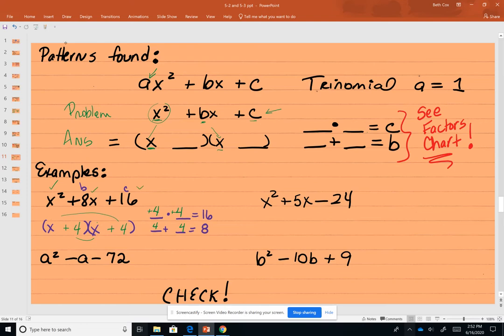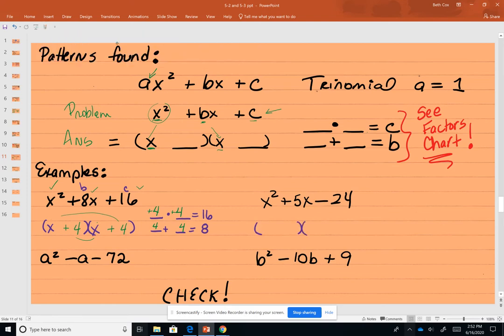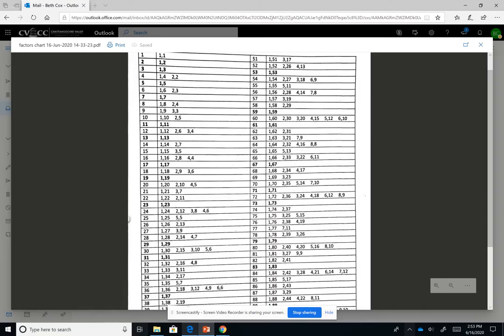Let's do another one. All right, so I've got the x and the x. Now look at the 24. I need 2 numbers. They're going to multiply to give me a negative 24. And those same 2 numbers have got to add up to give me a positive 5. All right, so now I'm going to go to my factors page. I'm going to look for 24. Right, and I see 24. I have the numbers 1 and 24. Does that add up to 5?